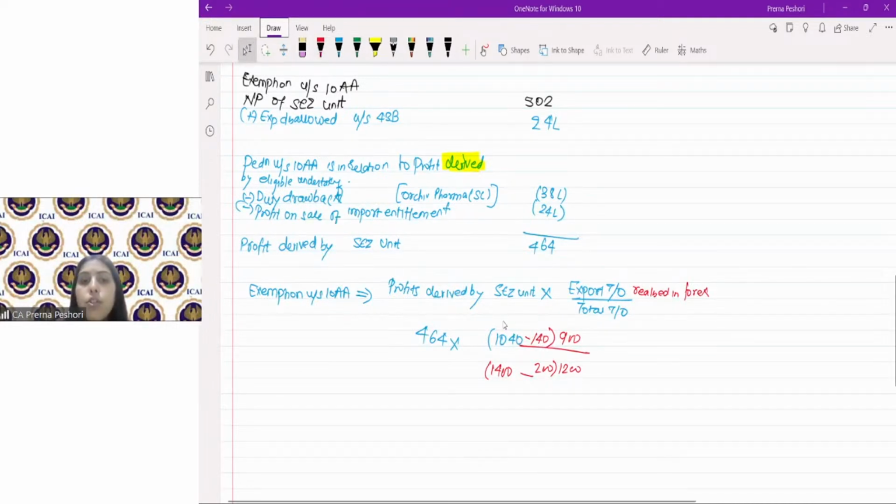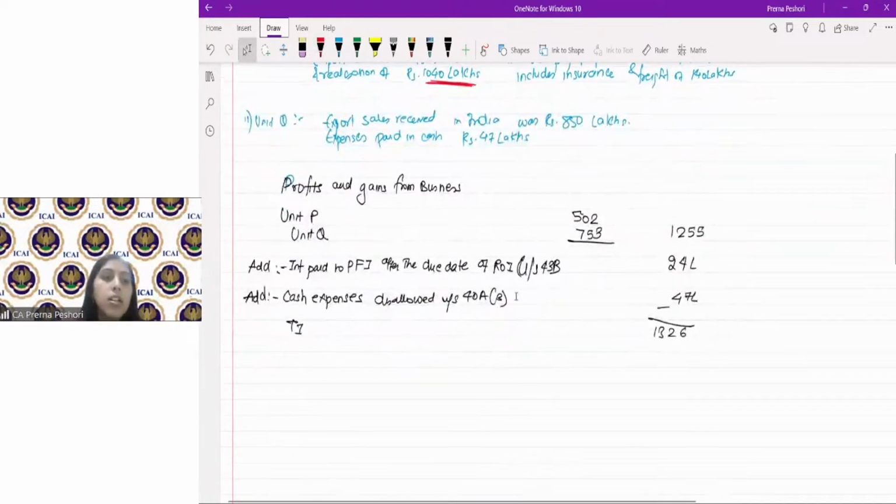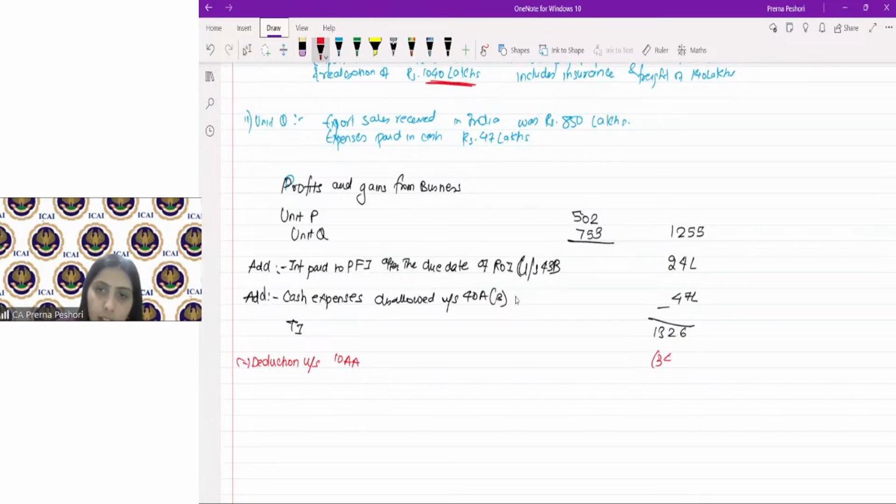So what is the deduction which I am getting? It will be 348. Are we clear? So less deduction under section 10AA, 348. Are we getting this? And my total income will be how much? 978 lakh. All of you clear with this particular answer?